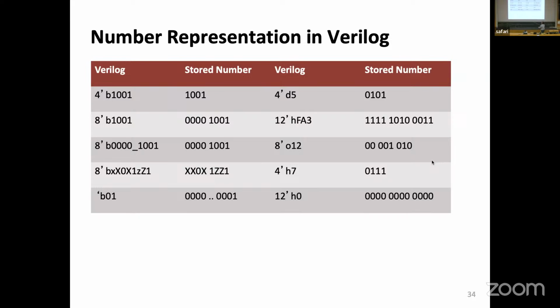So other options, same thing. You can say, I want a 4-bit value, decimal 5, a 12-bit value, hex, FA3, an 8-bit value, octal 12, a 4-bit hex value 7, a 12-bit hex value 0. I should have had examples where things don't work. I'm not 100% sure if all the corner cases, all the strange cases would be interpreted the same way by any and every tool you use.